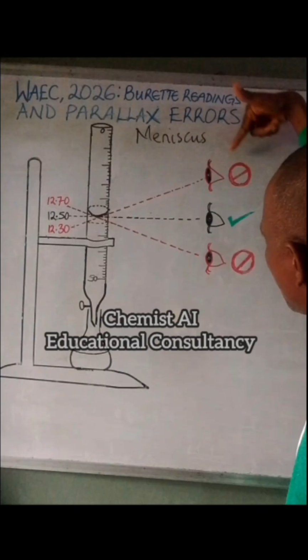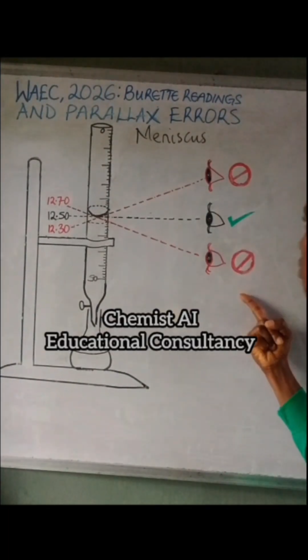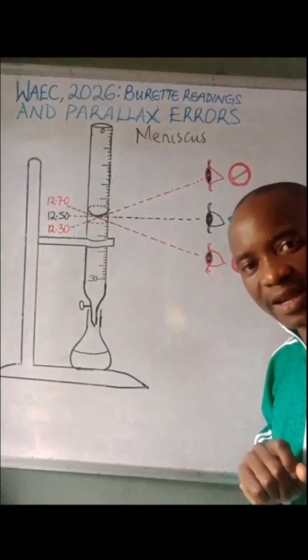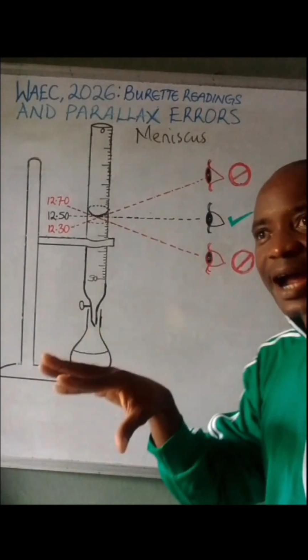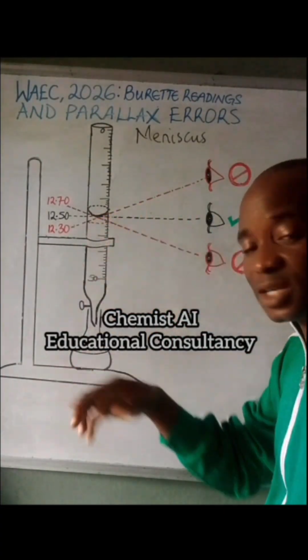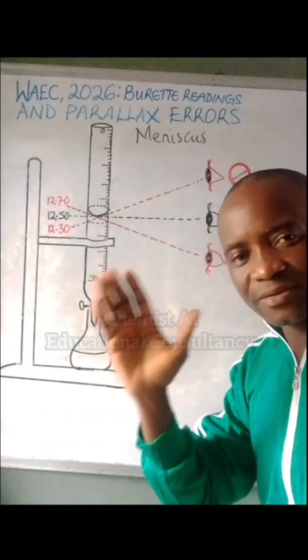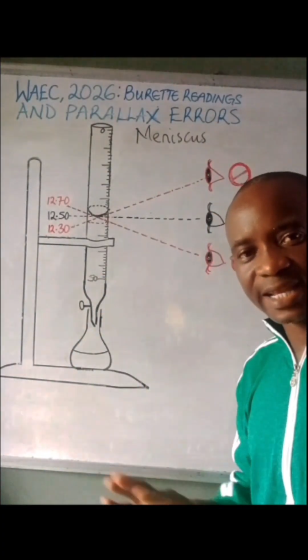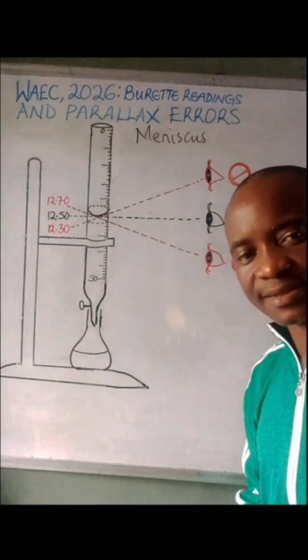If you view from up, you get a wrong value. If you view from down, you get another wrong value. But if you position your eye to be perfectly horizontal to the lowest point of the meniscus, you are going to get the real burette reading. And that is the mechanism of parallax error.